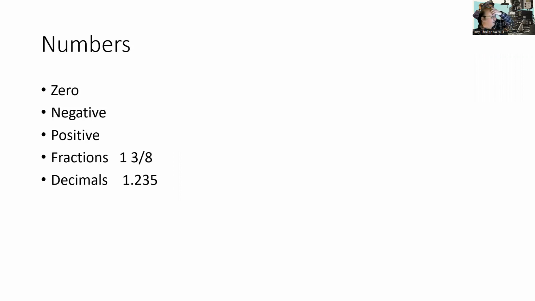So numbers, these are called real numbers, and they're basically zero, negative, positive. They can be expressed as fractions, like 1 3/8, or decimals, 1.235. When we do the third module, which is geared more toward the advanced qualification, we'll talk a little bit about imaginary numbers and reactance and things like that. But for here, we're just talking about basic real numbers, which everyone uses every day. Nothing special about the numbers.